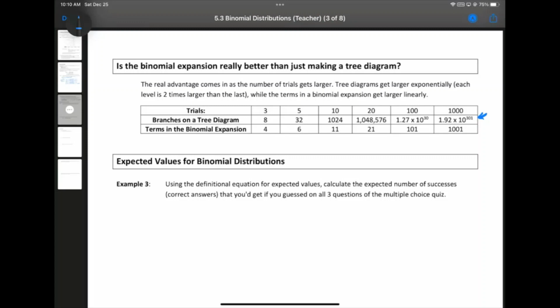10 to the 200 universes. So what that means is if every atom in our universe blew up and became its own universe, and then every one of those atoms blew up and became its own universe, there would still not be enough atoms to make this tree diagram at 1 atom per branch. That's why I say it's completely impossible. It's not even theoretical, it's completely impossible. Okay, now that I've really driven home why we don't want to draw tree diagrams anymore, the binomial expansion is not actually that painful, so let's just use it.